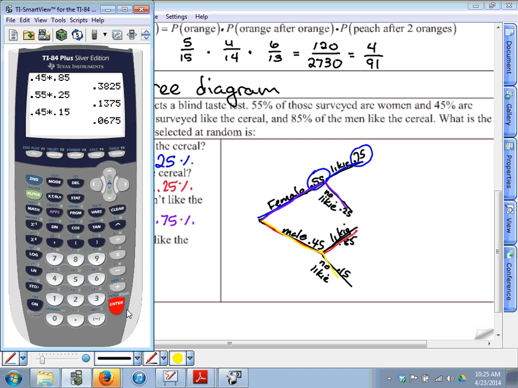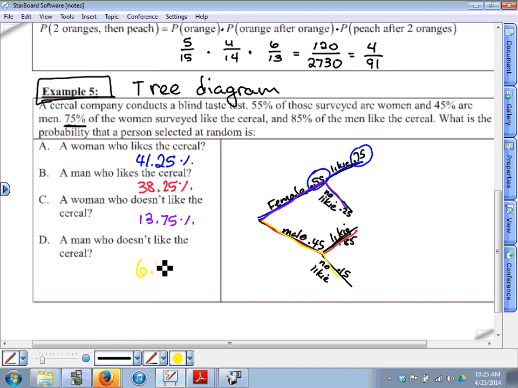0.45 multiplied by 0.15, it's going to be 6.75. 6.75%. Cannot see that at all. 6.75?